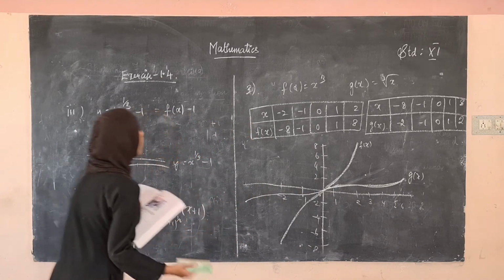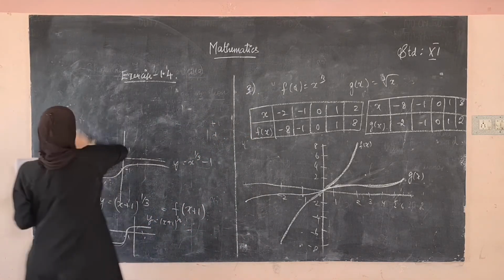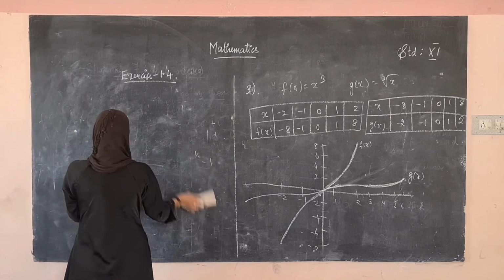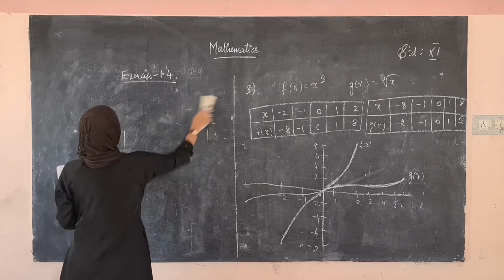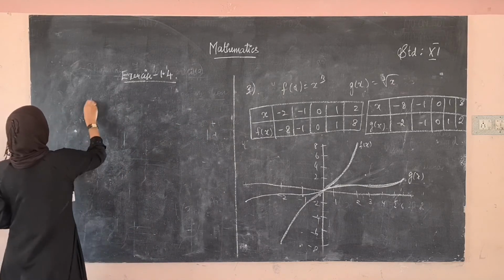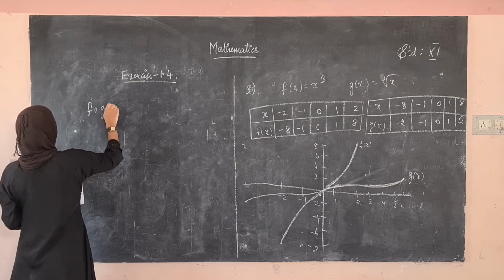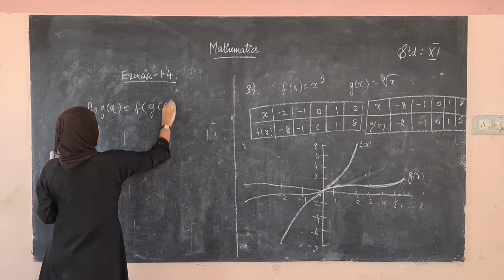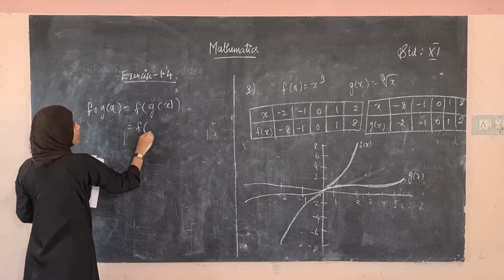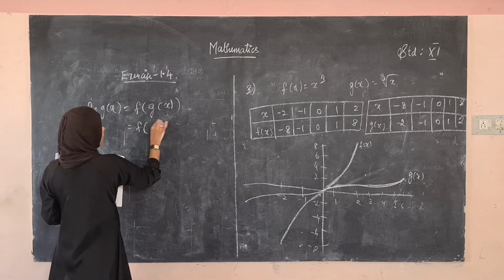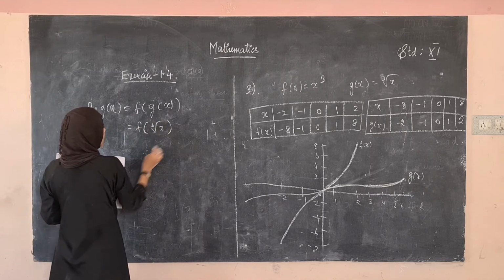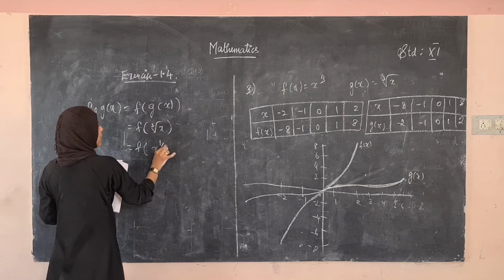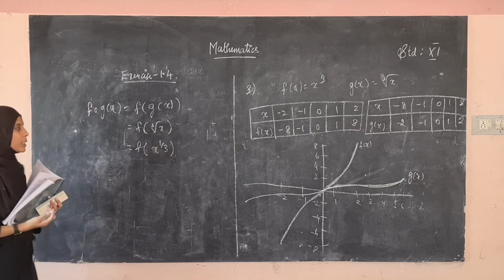Now we have to find f composite g. Sorry, it is f composite g of x. You can find it using f of g of x. How can we find this? f of, what's the value of g of x? That is cube root of x, that is x power 1 by 3. Okay, f of x power 1 by 3.